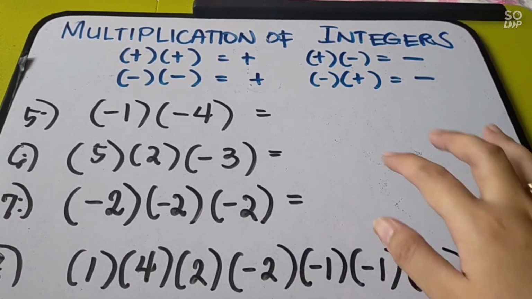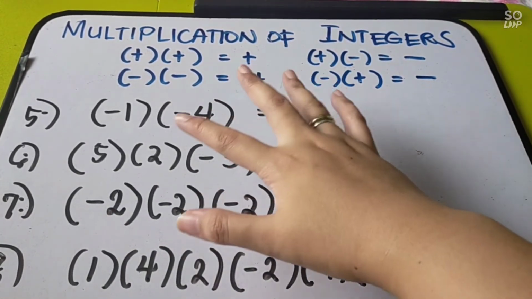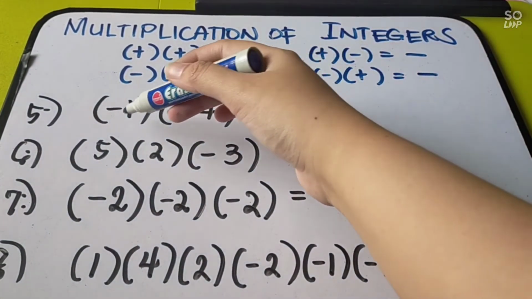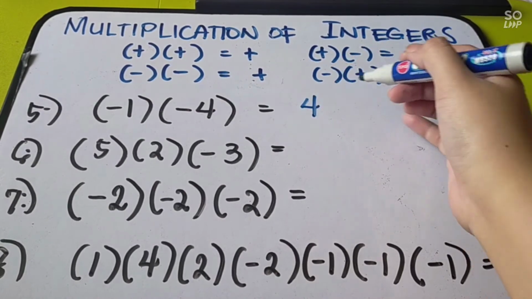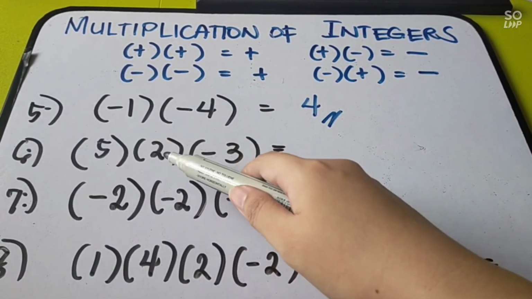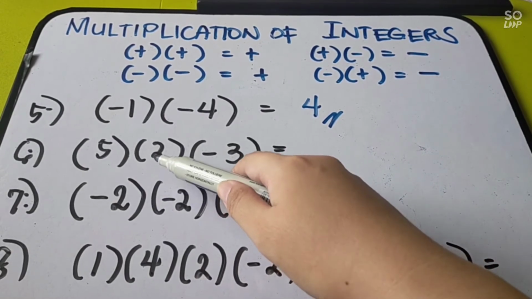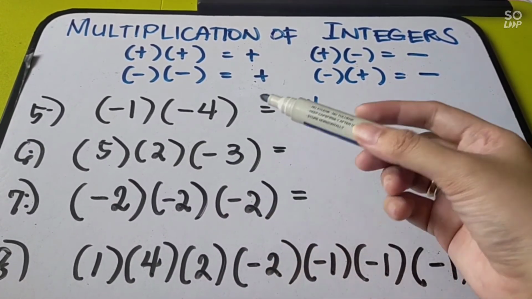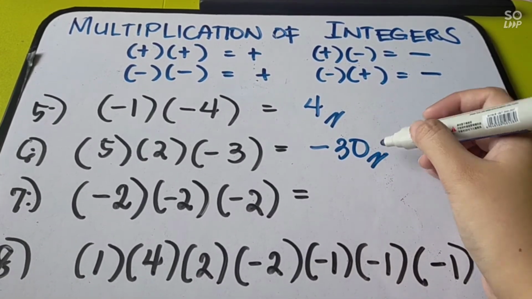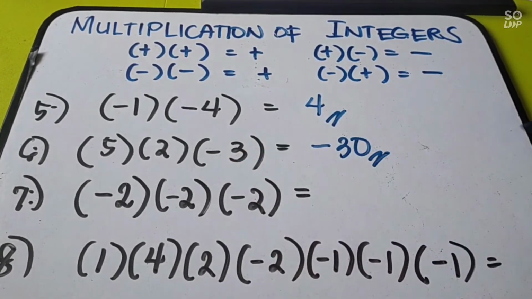Number 5. Negative 1 times negative 4. So, same ang sign siya. Your answer should be positive. Just multiply. 1 times 4. The answer is 4. We're done. Next, number 6. 5 times 2, the answer is 10. Positive 10. Times negative 3, the answer here is negative 30. Yan. So, negative siya kasi meron siyang isang negative sign.